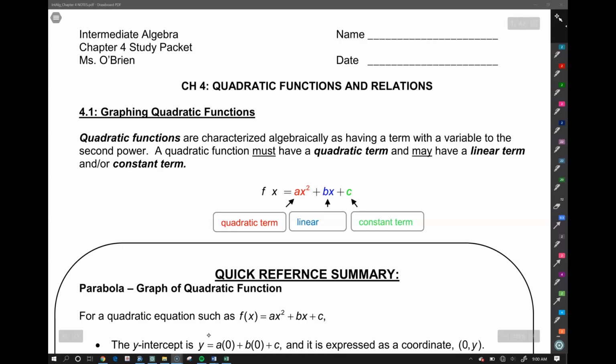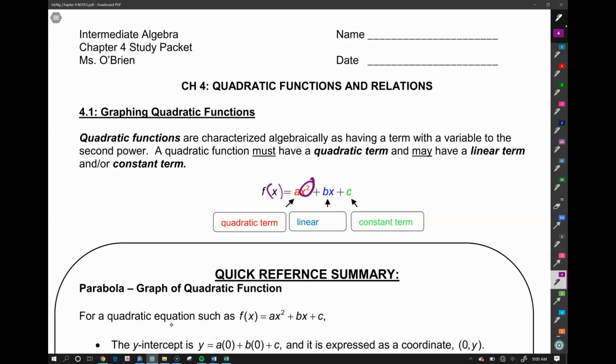All right, chapter 4, section 1. So, graphing quadratic functions. First, what is a quadratic function? They have a term with a variable to the second power. So we have something like an x squared function, something with a squared. A quadratic function must have a quadratic term. A quadratic term has that x to the second power. It may or may not have a linear term and a constant term.